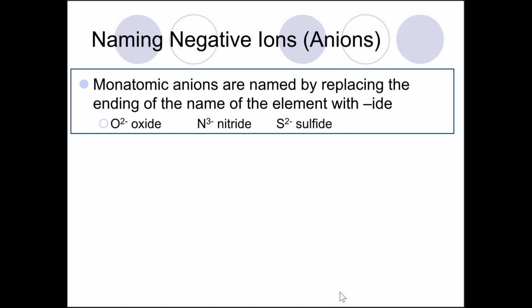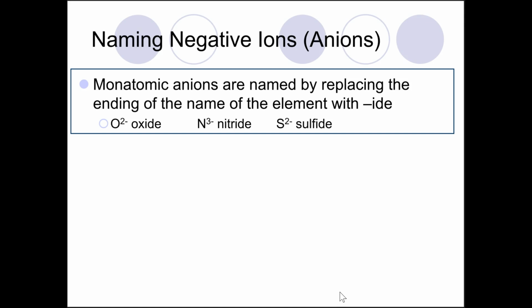So instead, we're going to take the name of the element, drop off the ending, and replace it with "ide." So Cl minus is chlorine. We drop off the ending, the ine, I-N-E, and replace it with "ide." Cl minus is chloride. Most of these are pretty common like this.